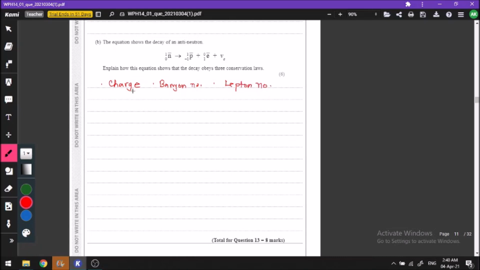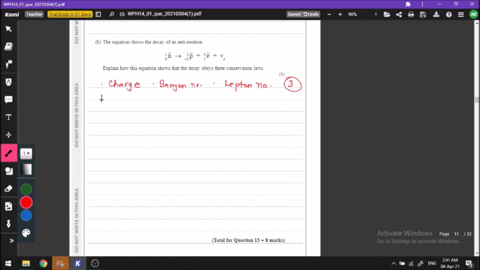Lepton number. So these three each carry 1 mark, which totally gives you 3 marks here. Just writing that it follows these three laws, you are gaining 3 marks. The rest of the 3 marks you will gain by writing how each of these things is conserved.